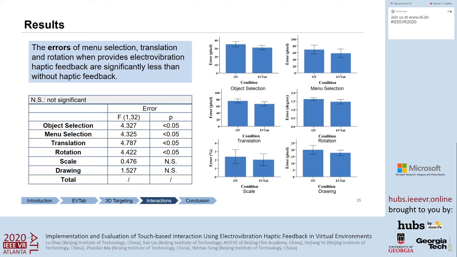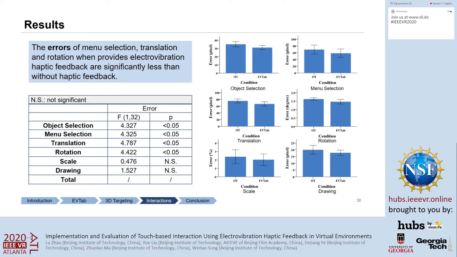For the scale error, we calculated the error rate relative to the original scale of the teapot. In the drawing task, we recorded the trace of the user's drawing and then calculated the distance offset to the graphic template. Statistical results of the repeated measures ANOVA show that the errors of manual selection, translation, and rotation when providing electrovibration haptic feedback are significantly less than without haptic feedback.